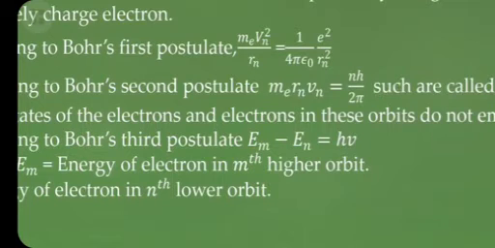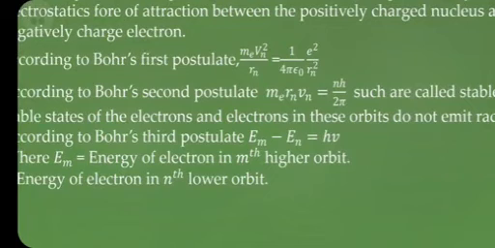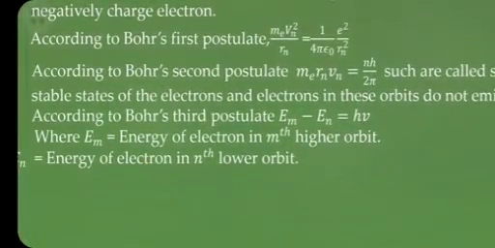So this is Bohr's first postulate: m_e v_n square upon r_n is equal to 1 upon 4 pi epsilon 0 e square upon r_n square. Here r_n is the radius of the nth orbit and v_n is the velocity in that nth orbit.